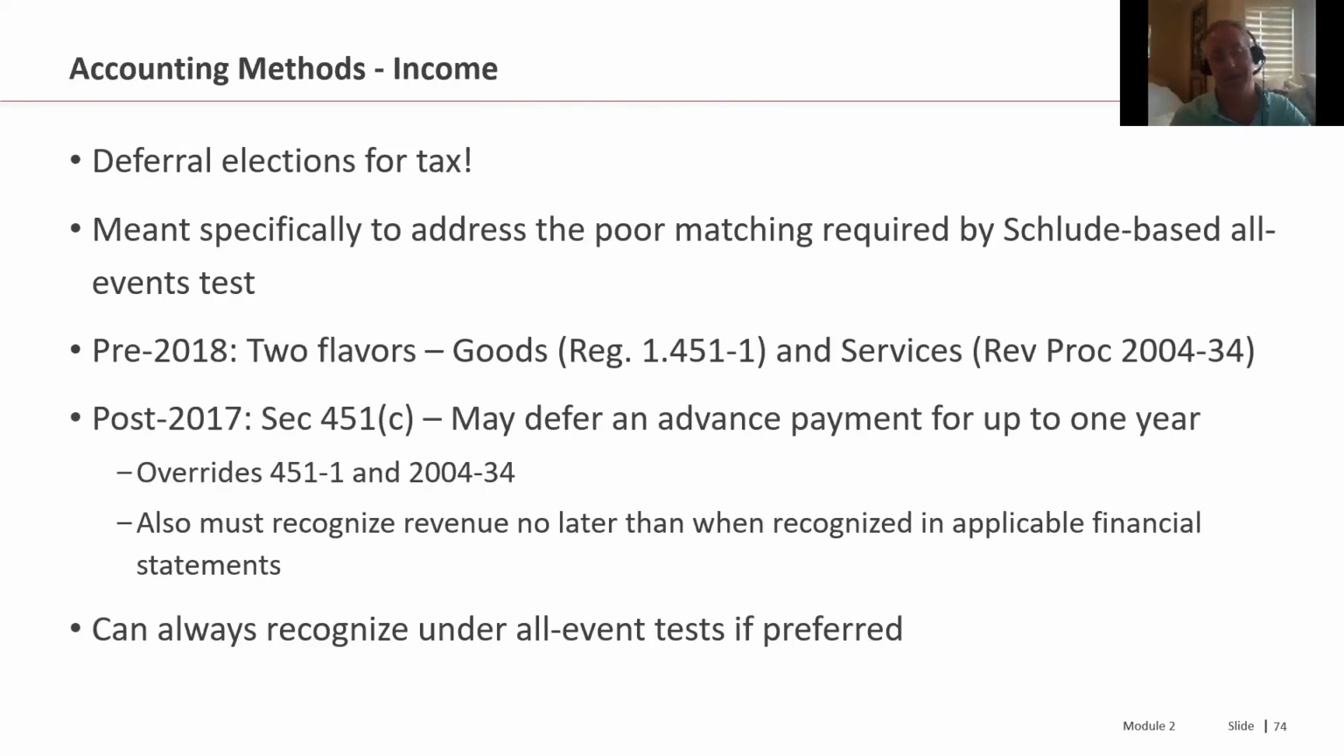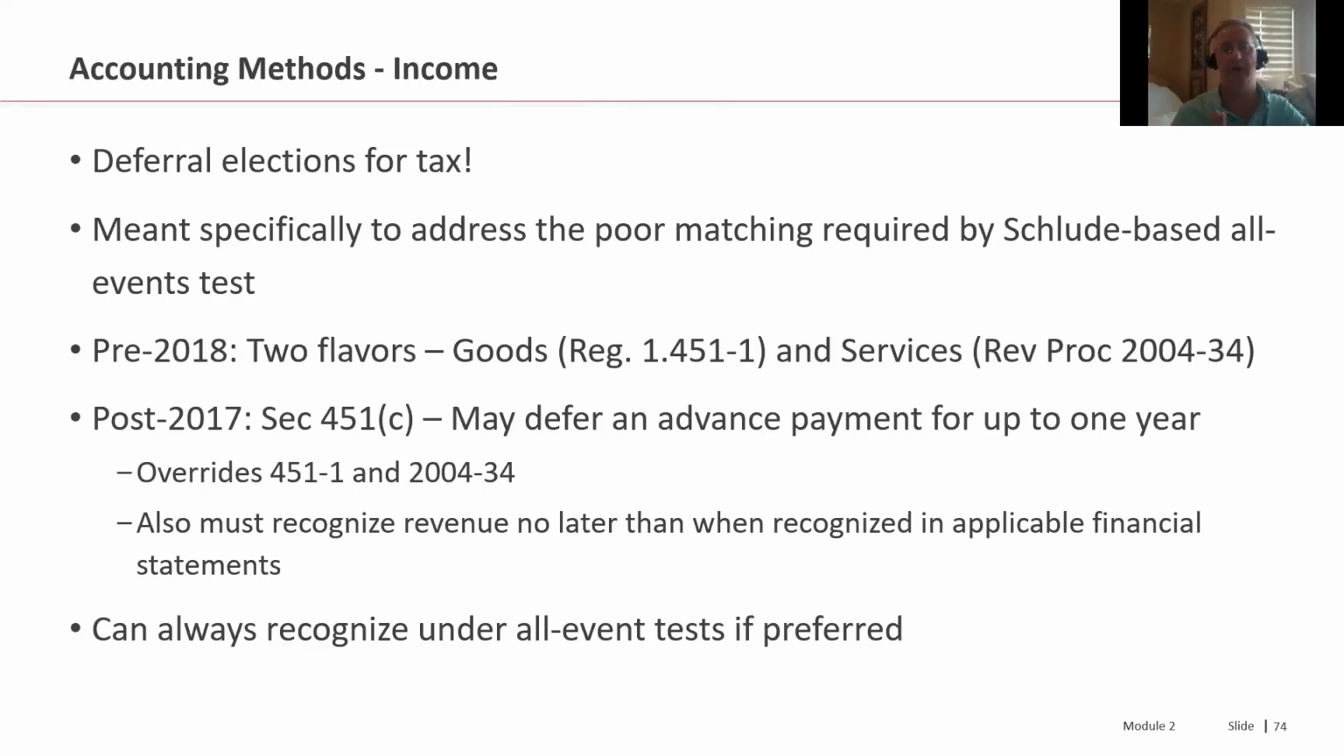Now we're in the post-2017 era. Under section 451C, which is a brand new code section, we can defer advance payments for up to 1 year. This overrides those previous two ones. It also states that you must recognize revenue no later than you recognized it in your applicable financial statements.